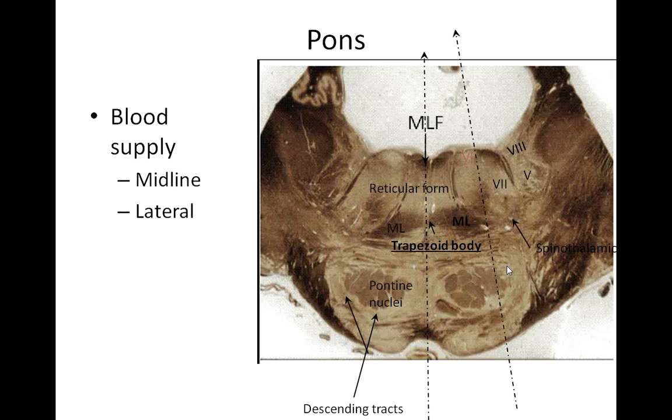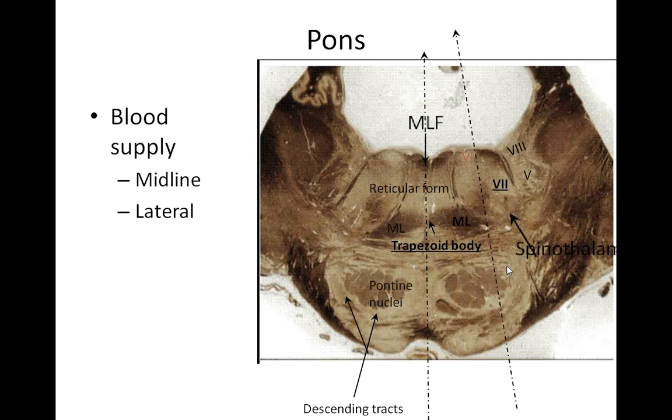Anyway, got a bit sidetracked there. If we have a look at the lateral zone now, if there's a vascular syndrome here, you get cranial nerve 7, cranial nerve 8 and cranial nerve 5 being affected, and you also have the spinothalamic tract being affected.